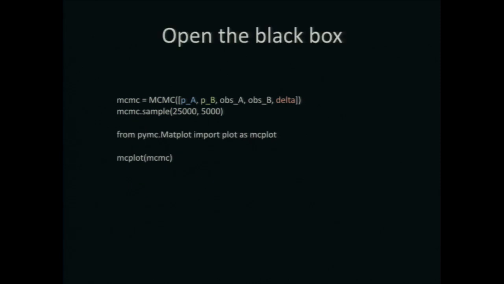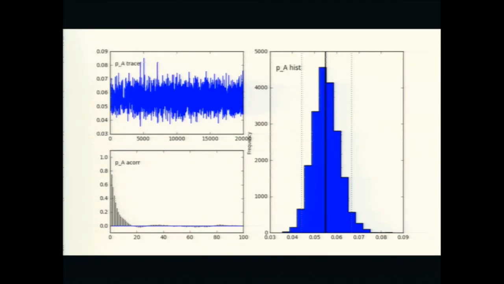PyMC has some nice tools to get an idea of what's going on inside the black box. So let's open the black box. We have this plot, the MC plot, which basically shows what's going on inside the algorithm. This is the result that we have seen before. And this is a trace of the samples that were basically computed during the execution of the algorithm.